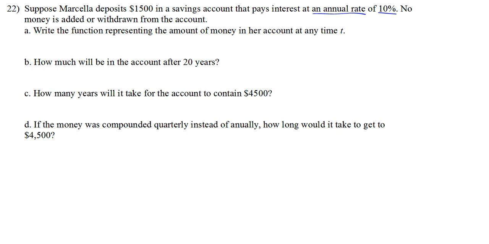Write an equation to model the amount of money she has in her account. Okay, so basically we're using this compounded interest equation right here. But I want to point something out. In this case, what is n? We have an annual rate, so you're getting that 10% one time every year. So n is just 1. What does that do to our equation? It makes it P times 1 plus r to the t, which is very much like a b to the x.